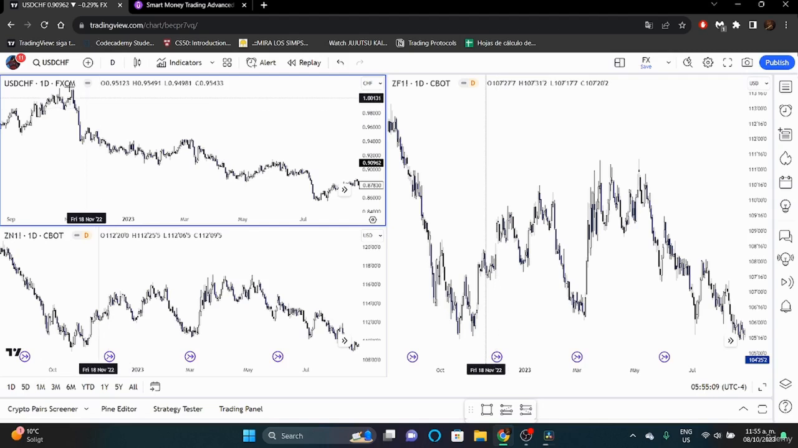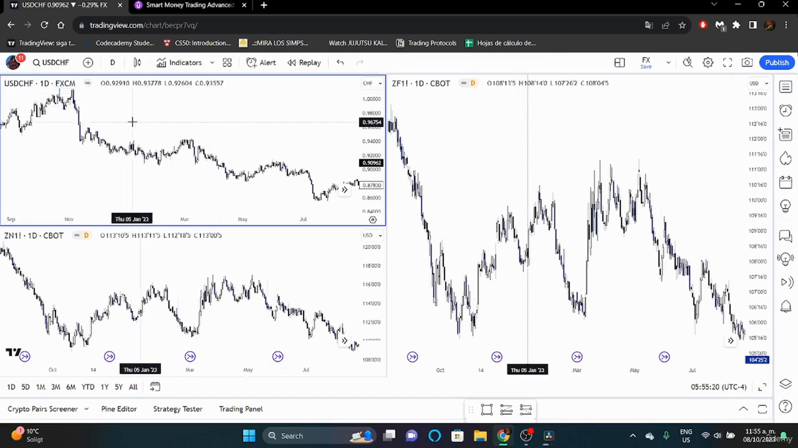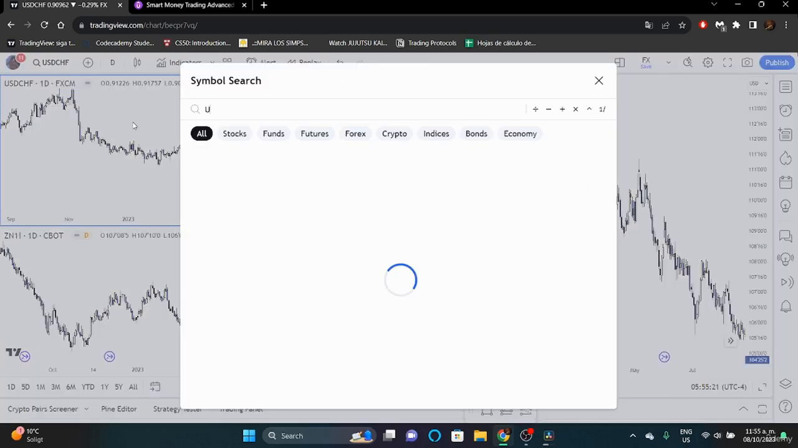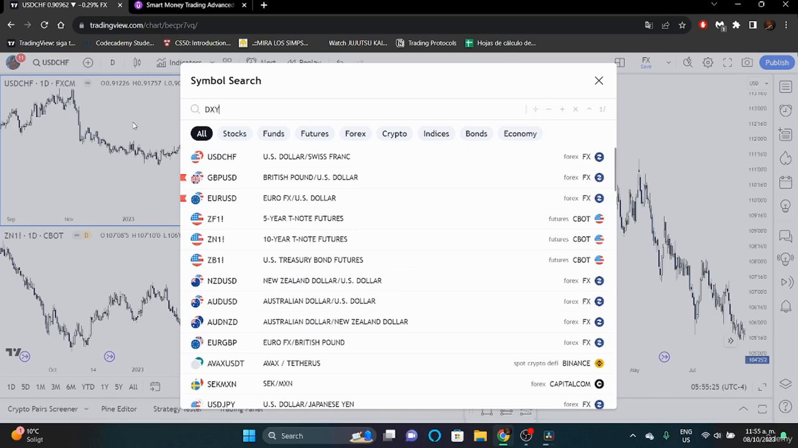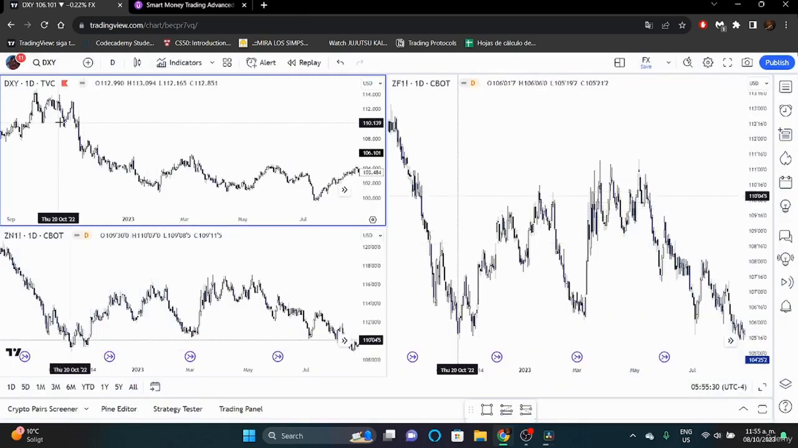Ooh la la! CHF, it's making a higher high right here. It taps into the high. Okay, we have one divergence with a highly correlated asset. What else do we have here? Let's go to DXY. What is DXY doing right here? Can you tell me?